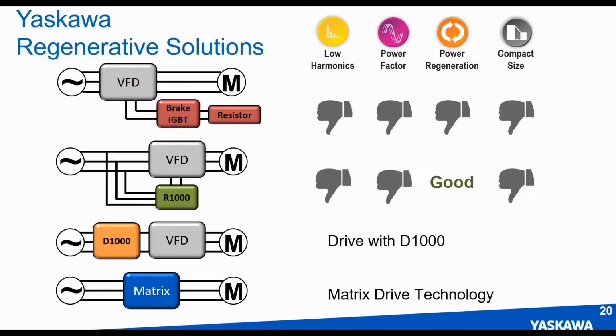So that leads you to the R1000. The R1000 package regenerates energy back on the line. It saves energy, but they can be larger than braking packages, and it does nothing for improved power factor or harmonics.